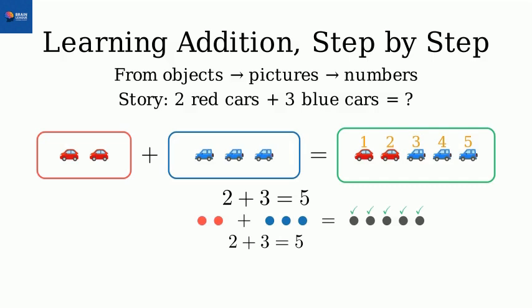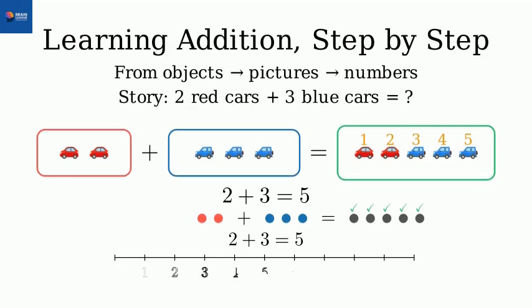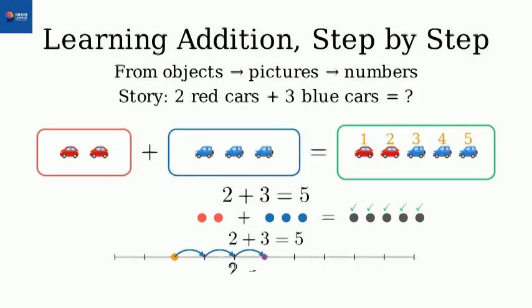Step 3. Use a number line. To add 2 plus 3, start at 2 and hop 3 times to the right. First hop to 3, second hop to 4, third hop to 5. We land on 5, so 2 plus 3 equals 5.